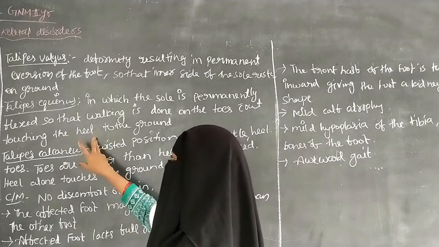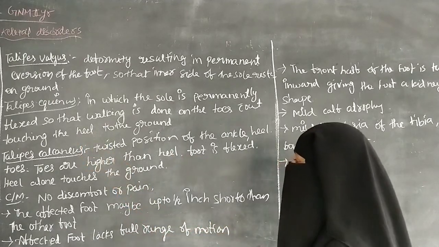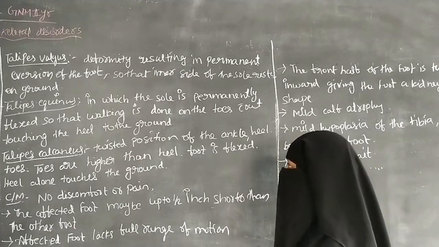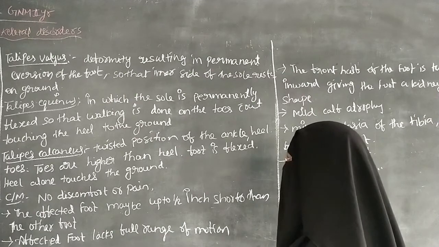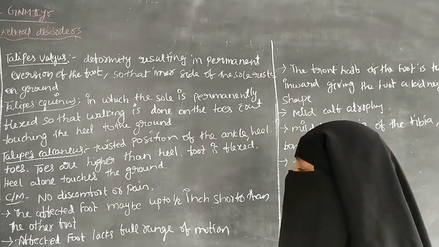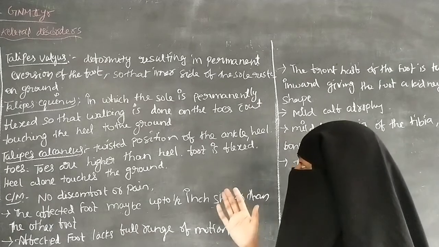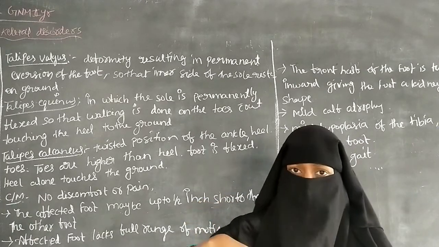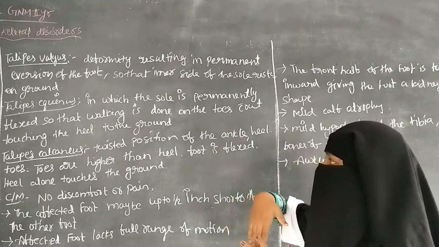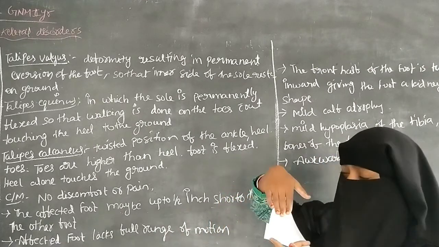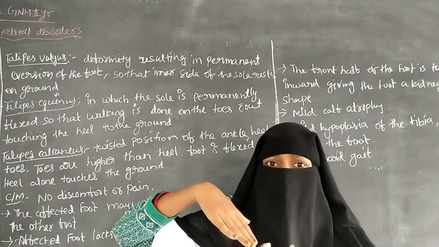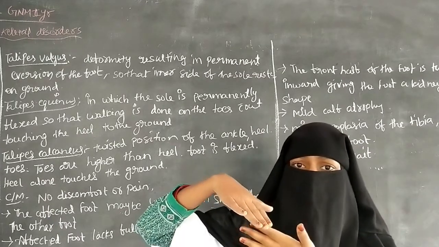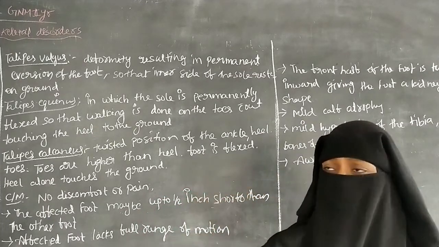And next one is Talipes equinus. In Talipes equinus, the sole is permanently flexed, so that walking is done on the toes. The sole of the foot becomes flexed like this, so the patient keeps more balance on the toes. By the toes only the patient is able to walk.